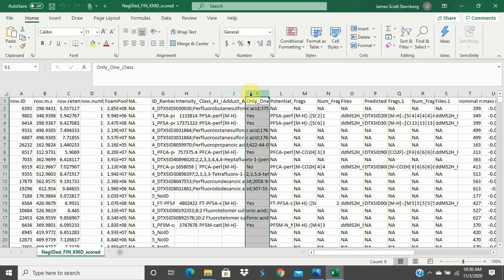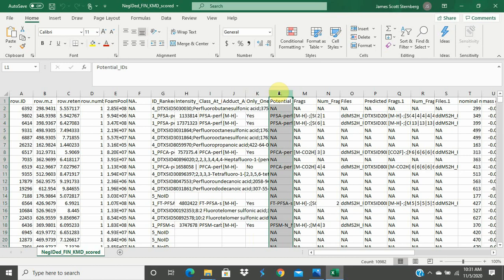Only one class. We see in this column if there are multiple hits. If the cell reads no, you can go back to the column labeled intensity ranked to see the intensity of the summed fragments from the 2 or more annotations found. In the next column, labeled potential IDs, you'll see potential IDs of compounds based on MS-MS spectrum of class standards.